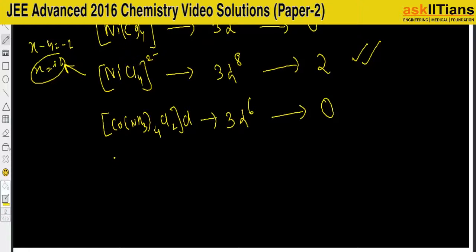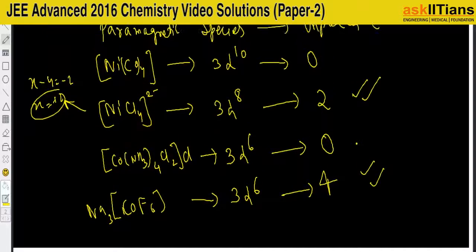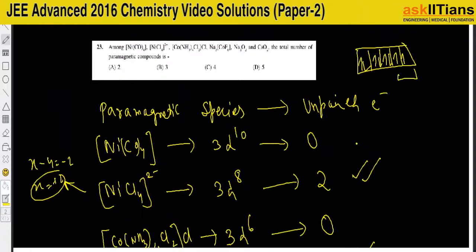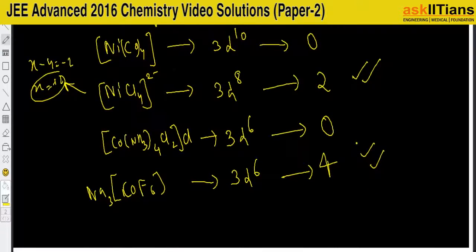If I look at the next molecule, which is Na3CoF6, this is the molecule which I have. So the cobalt here again is 3d6. But fluorine being a weak ligand here will not pair up, guys. Okay, they will not pair up, and this time there will be 4 unpaired electrons present. So yeah, this is also a paramagnetic species. I get my second paramagnetic species. So this question is only demanding your knowledge of the unpaired electrons present in that particular molecule.